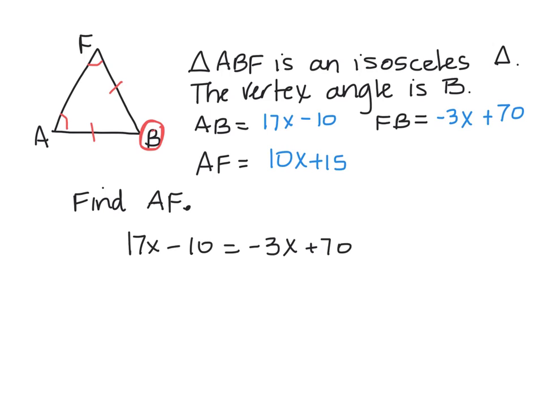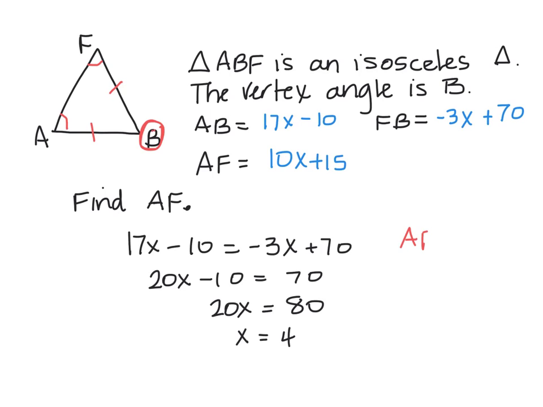And I'm going to solve this. I'm going to add 3x to this side. And I'm going to add 10 to the other side. And I'm going to divide by 20. Now if I want to know what AF is, AF is 10x plus 15, or 55.